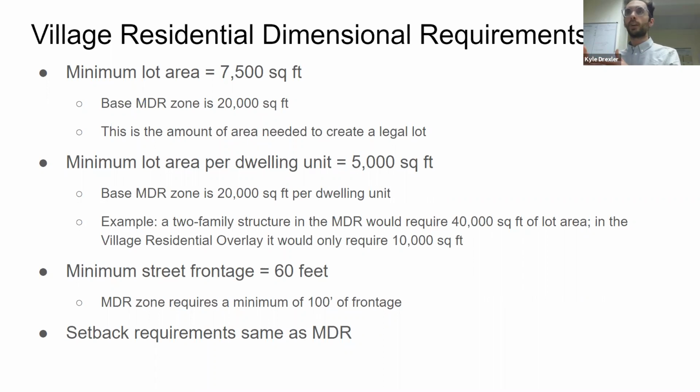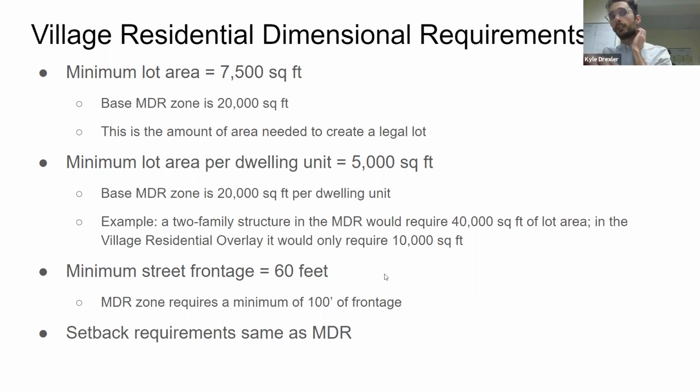Obviously, with a two-family home, you can't have two dwelling units both owner occupied because there can only really be one owner. So only one of the units in that case would have to be owner occupied. Moving on to street frontage.